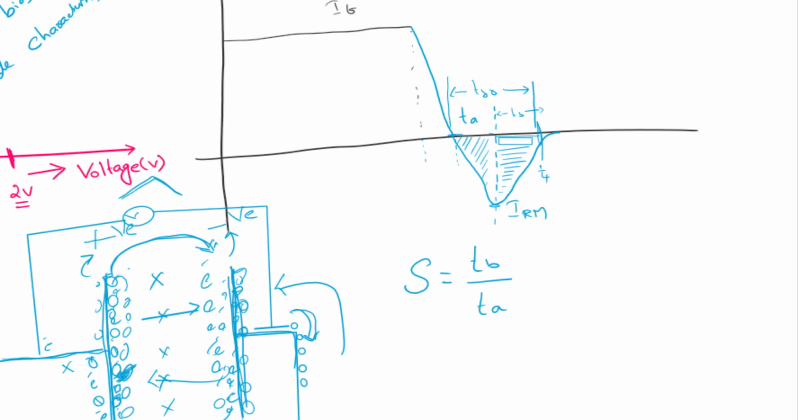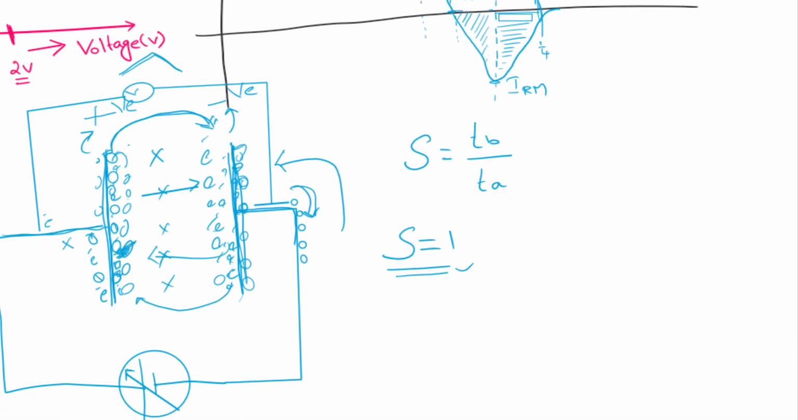So generally this soft factor value is unity. A diode with the soft factor equal to 1 is called a soft recovery diode. If the diode has soft factor 1, then it is called a soft recovery diode.